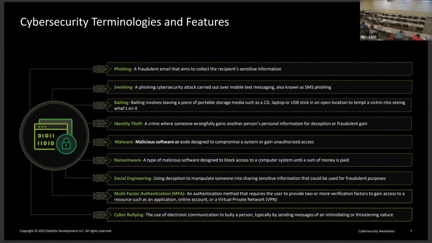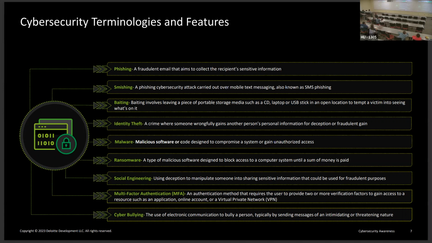I spoke about this a little bit earlier, but one of the reasons for cybersecurity awareness is to prevent things like identity theft and credit card fraud, which is basically a crime which wrongfully gains another person's information. So all these terms in general are examples of social engineering. Social engineering includes phishing, smishing, malware, ransomware, and baiting as well.